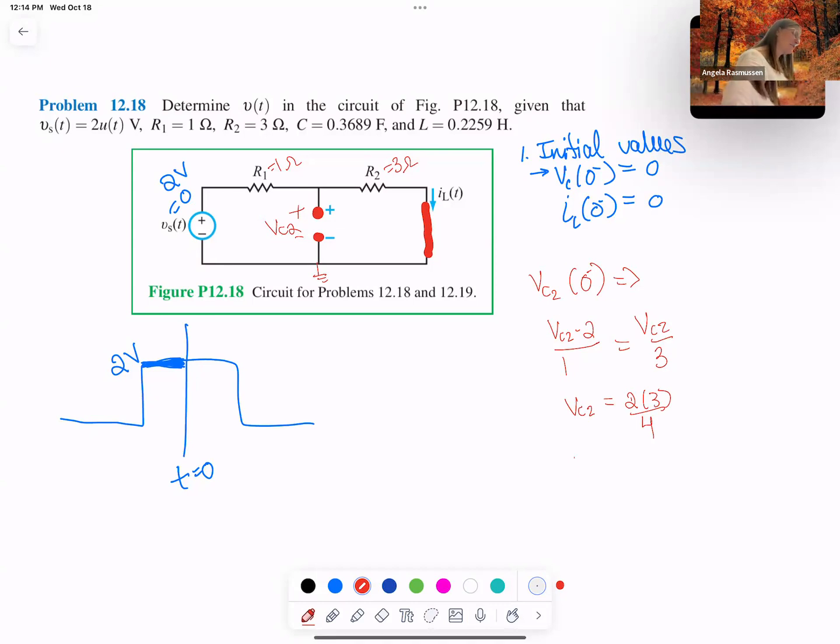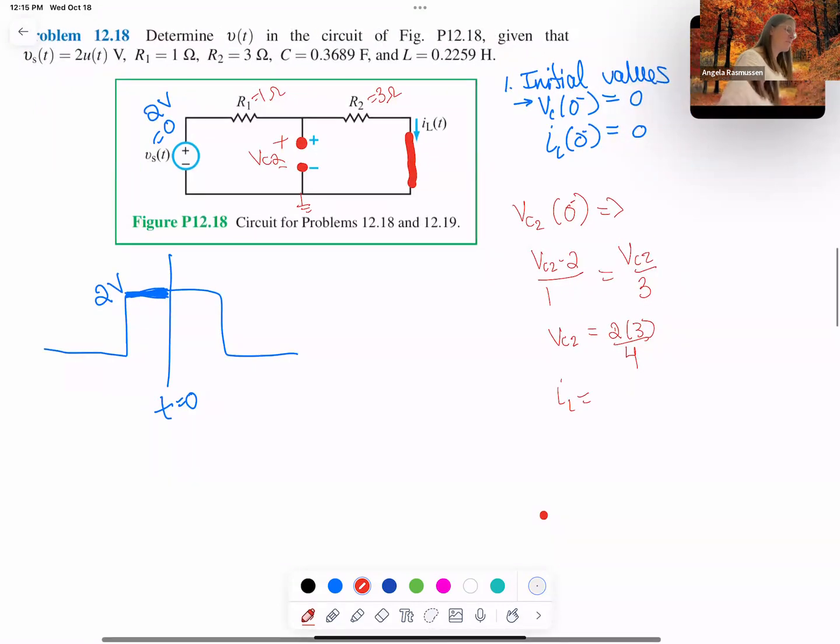And then IL will be what? R1 plus R2, and then you do 2 volts over that. Yeah, so you could do the voltage divided by 4, or VC2 over 3, which is going to be the same. So either one of those.